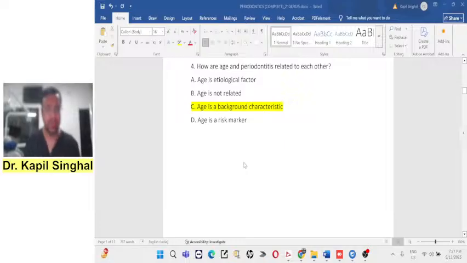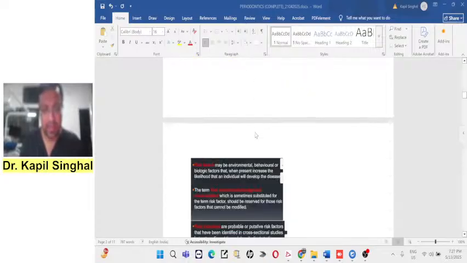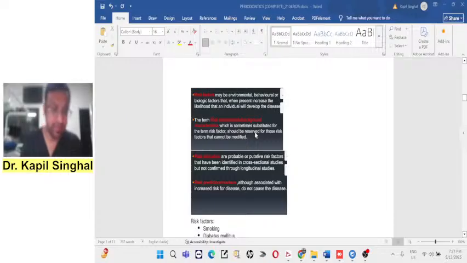The next question is, how are age and periodontitis related to each other? For this you need to understand risk factor, risk determinant and risk indicator. You also need to know the definitions of all these, because it is very important and a lot of times the examiner asks for the definition. We have done this a lot of times in our class and other YouTube sessions that we have taken previously.